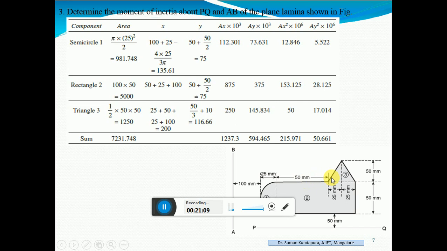So this rectangle is 50 plus 50, 100 by 50. Correct? 100 by 50. Next one is the semicircle. The area of the semicircle is pi r squared by 2. What is r? r is 25. This is the semicircle here. So pi r squared by 2, find out the area. The third one is the triangle: half into base into height, half into 50 into 50. 50 is the height. 1250 you got.